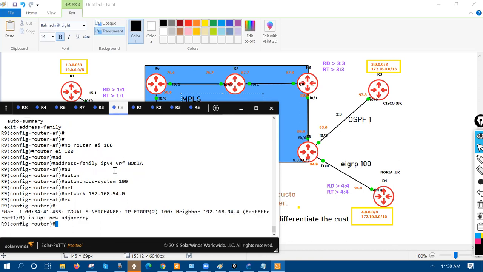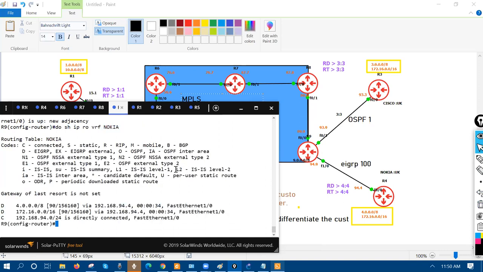The basic thing is also to identify the autonomous system. Basic VRF concept. So you have to define that. Yeah, sir. Define it. Yeah, of course. This command is just going to enable the EIGRP, right? For the global. Okay. All good. So now if you check on R9, do show IP route VRF. I have all information around it.